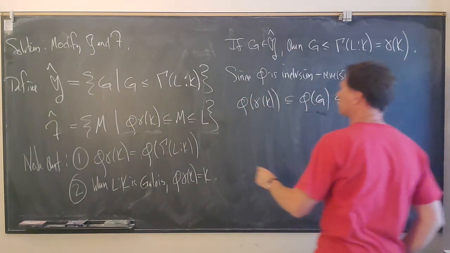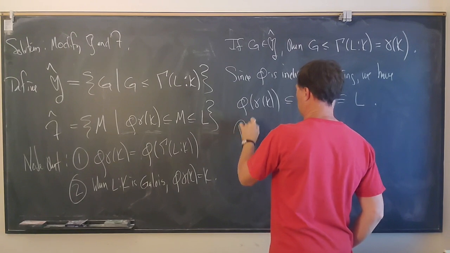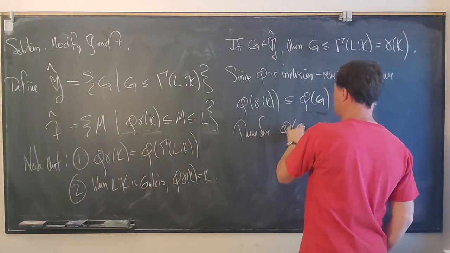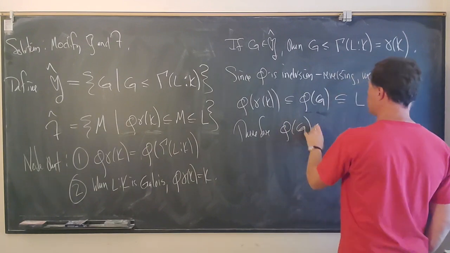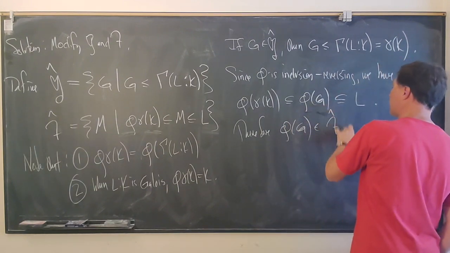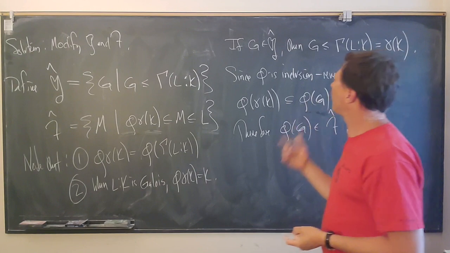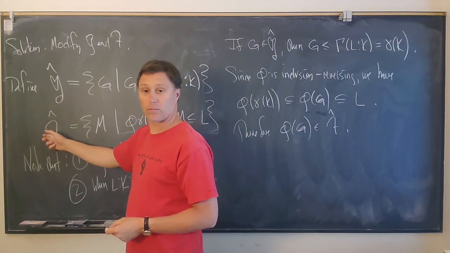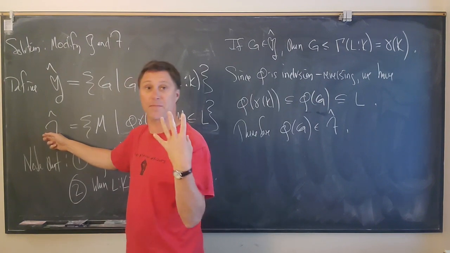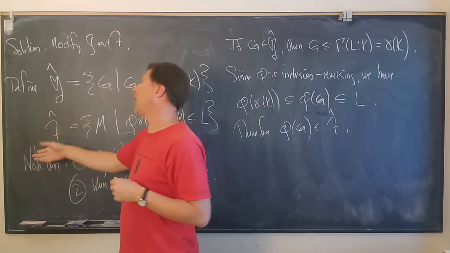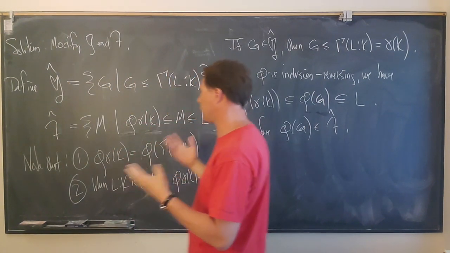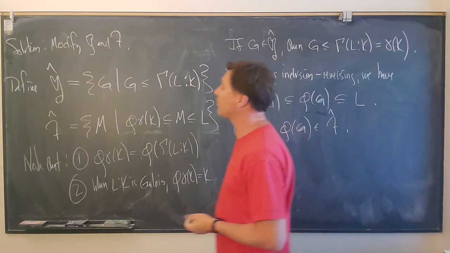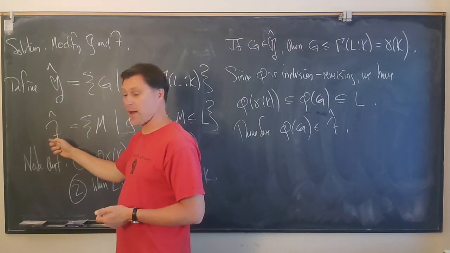So therefore, phi of G is an element of script F hat. In other words, if I wanted to have a map from here to here and use the same formula phi, at least we've got the codomain correct, right? The codomain makes sense. So phi can then be viewed as a function from G hat to F hat.